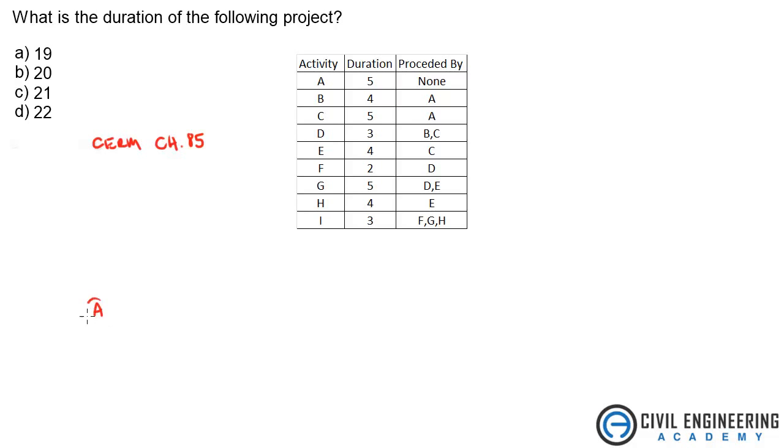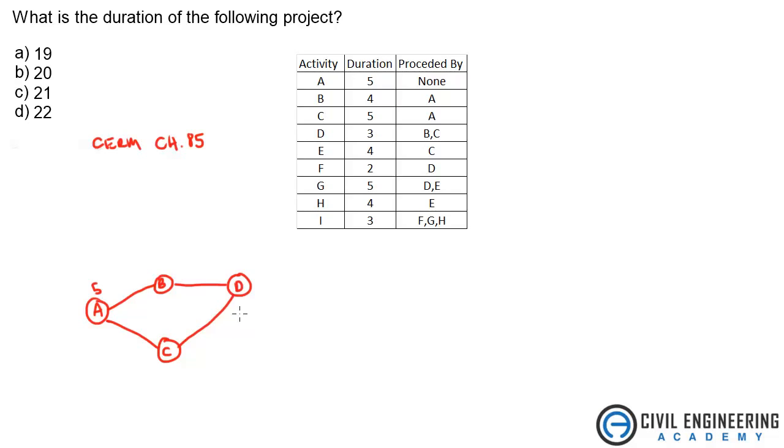So here's activity A, and I'll write the activity and the duration above it. So we know this duration is 5 days, and nothing is preceded by it. If we go to B, it says it is preceded by A. So we're going to go to B and draw something like this. Here's B. And C is preceded by A. So let's go to C. And then D is preceded by B and C. Here's D.